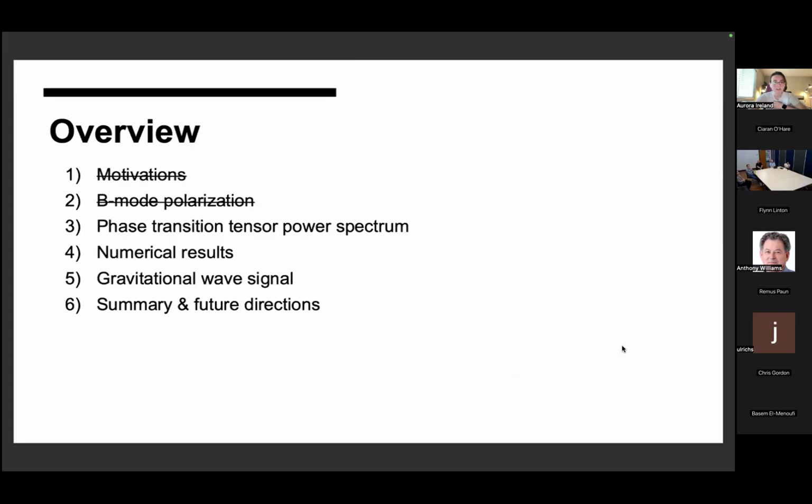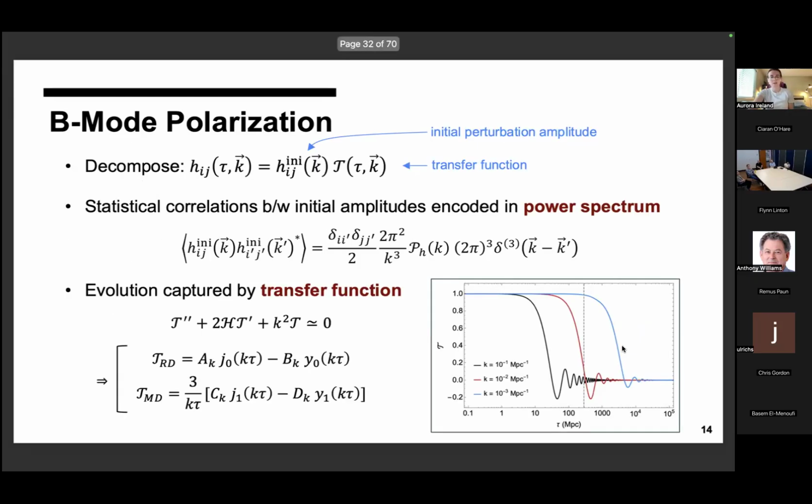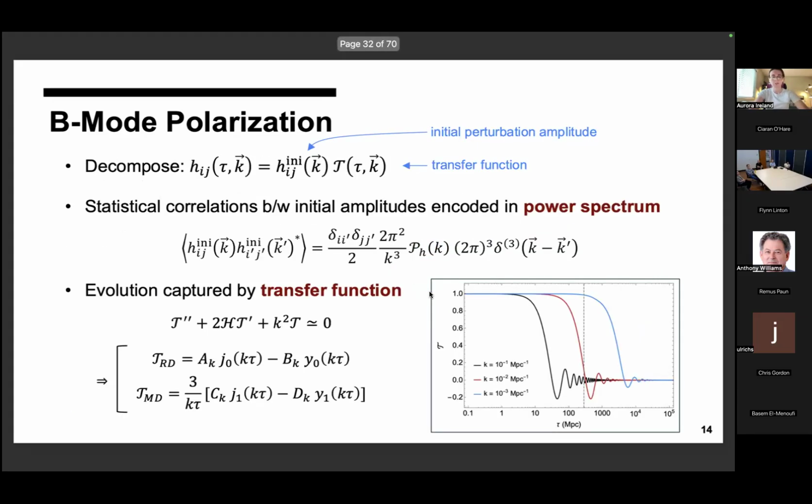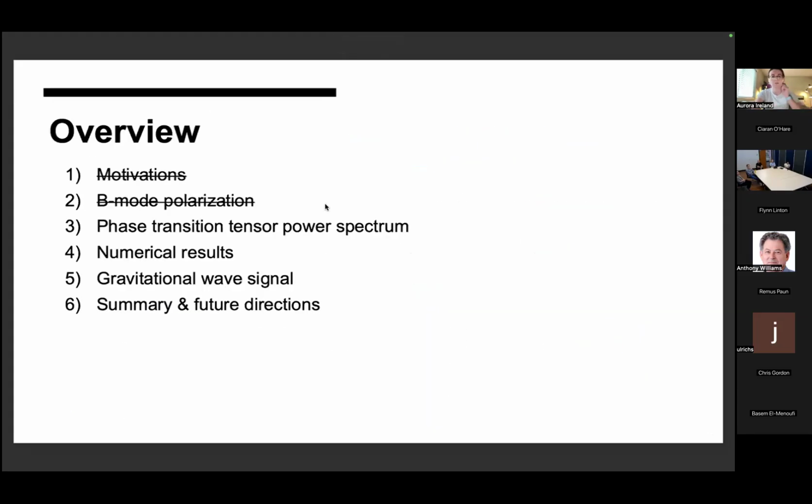Right, so that was a lightning review of how we're going to calculate the B-mode polarization. The main ingredient that we need for this is the tensor power spectrum. The rest is completely deterministic, known physics. So the missing ingredient is this tensor power spectrum, which is what we're going to do next. But before I do that, were there any questions on the B-mode polarization calculation?